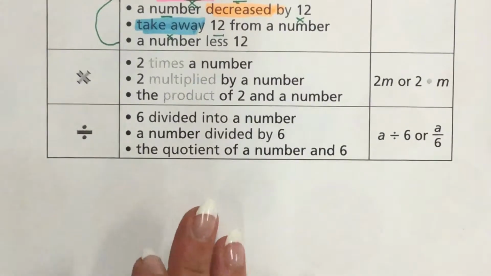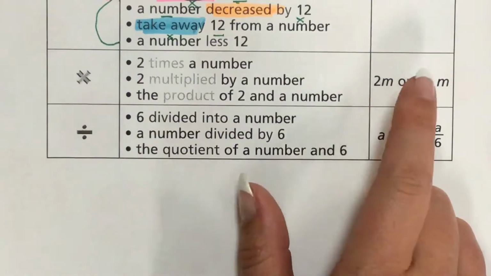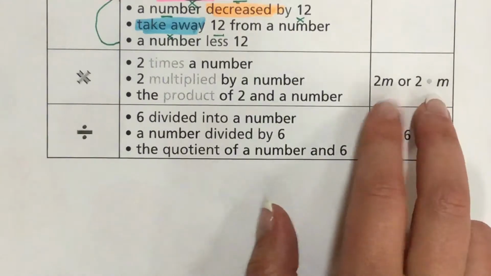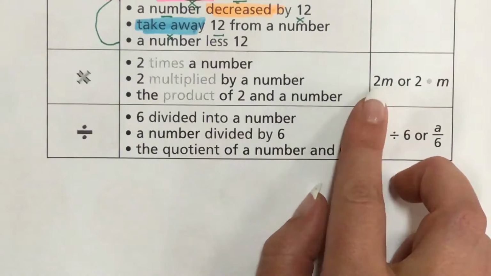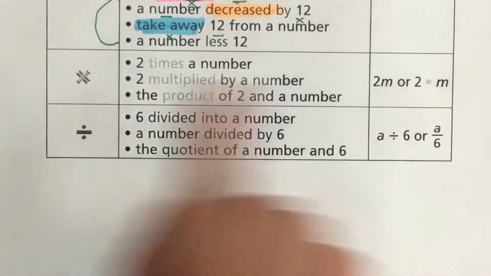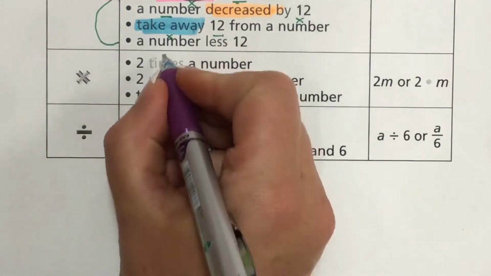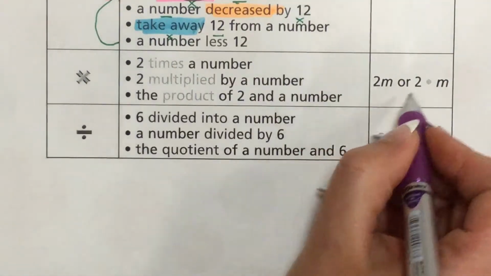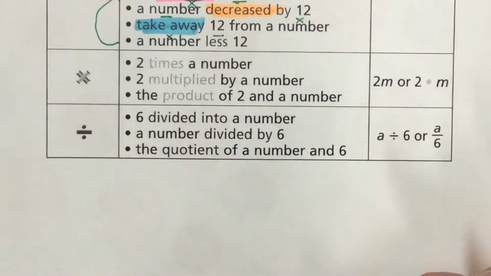Okay, perfect. Let's go on to the next operation, which is dealing with multiplication. So we have 2m or 2 times m, or 2 with the dot m. These mean the same thing, and the quicker you realize that, the easier life is going to be. So if you just have 2m, that means 2 times m. So here we go. The first one, 2 times a number. There we go. 2 times a number, and now we're calling our number m. So it's just 2m or 2 times m. 2 multiplied by a number, it's the same thing. That's another way to say it.